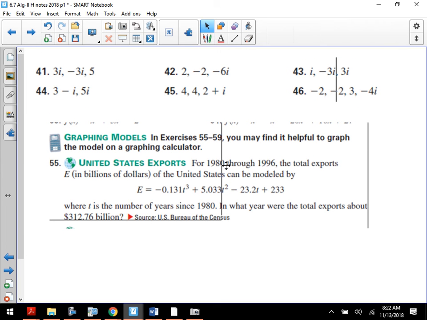So let's see. 41, you've got a 3i, negative 3i, so those are both taken care of. 42, you have a 2, negative 2, and a negative 6i, which means there has to be a positive 6i. 43, you have an i, negative 3i, and 3i, which means there has to be a negative i, and so on and so on. There's only one of them that has that trick of this guy here.